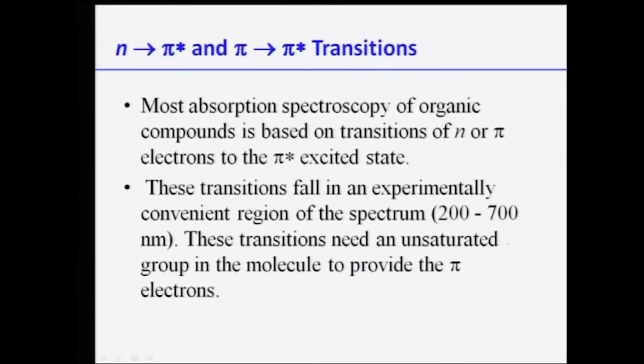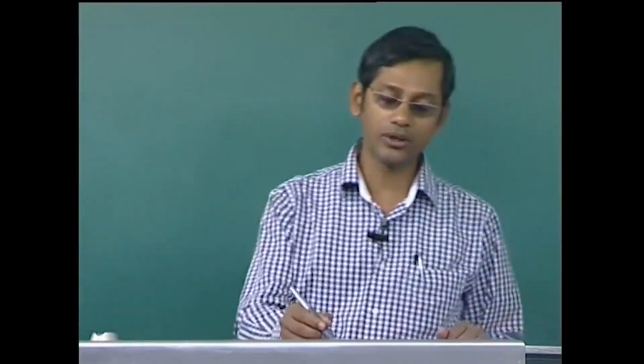Now, if you look at n to pi star or pi to pi star transitions, they are the most easily detectable in UV-visible. Most absorption spectroscopy of organic compounds is based on the transition from n or pi electrons to the pi star excited state. These transitions fall in the experimentally common region of the spectrum, 200 to 700, that is UV to visible. They need an unsaturated group in the molecule to provide the pi electrons, for example ethylene. Ethylene has an unsaturated double bond, and it has pi electrons which can undergo transitions from bonding to anti-bonding. These are called chromophores.